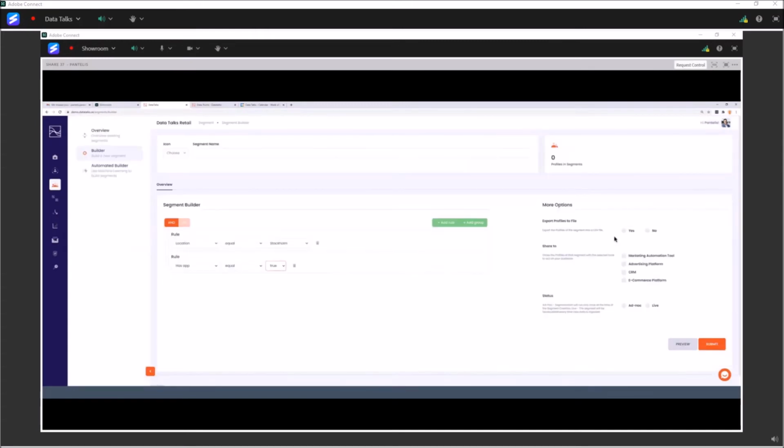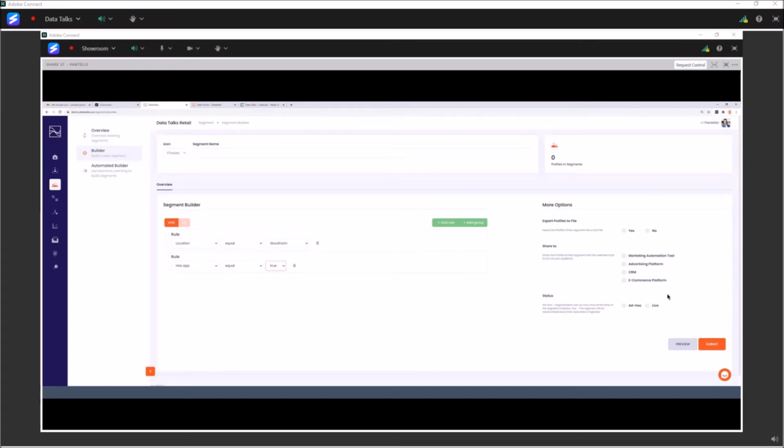We can process it in a Google Sheet or an Excel sheet. We can share it to an external system so that you can act and communicate through your marketing automation tool or your advertising platform or so on. And you don't need to have all those systems.